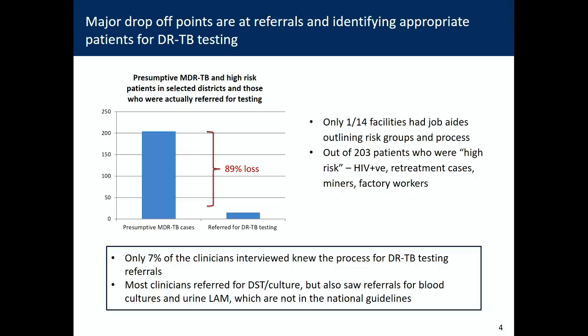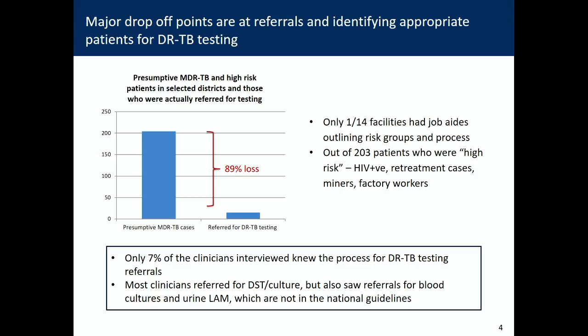One of the challenges that we found when we were looking at the facilities was that only about one out of 14 sites actually had job aids to help clinicians make the right decisions. If there was an algorithm or clear outline of which patients should be referred for DR-TB testing, either in the registers or on a piece of paper, I think that could be very helpful going forward.